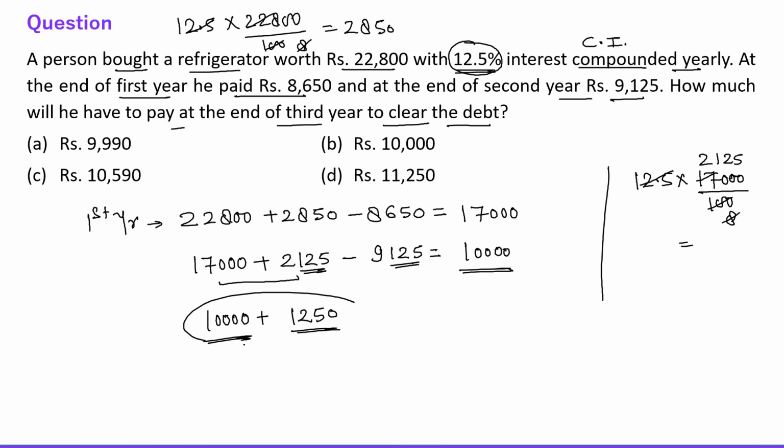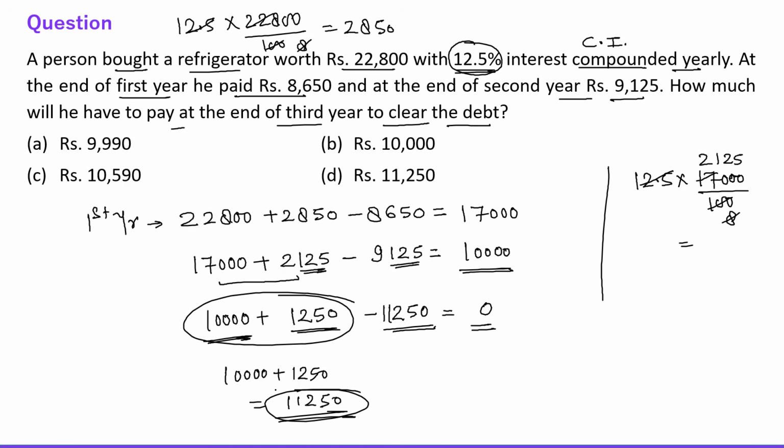So at the end of the third year, he has to pay 11,250 to repay his debt. All right, everyone. 10,000 plus 1,250, this becomes 11,250 rupees. This is the correct answer. Okay, everyone. Fine. The correct answer is 11,250 rupees.